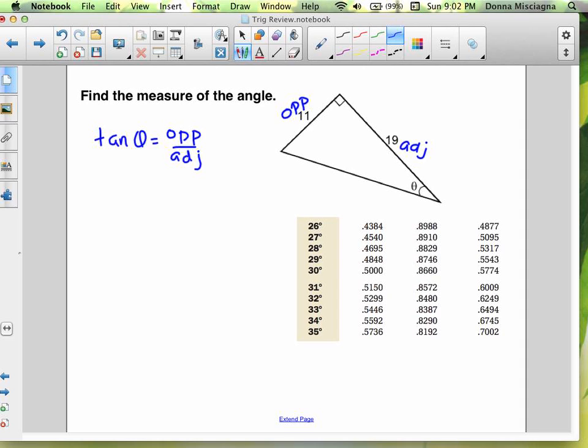So when we're solving a trig function, when we're solving for an angle or a side, we're always going to write our equation, right? That's what's going to be key for us being able to solve. And it shows the relationship between the angle and the sides. Right? So tangent's an operation. Theta's our variable. That's what we're looking for. We know the opposite side and we know the adjacent side.